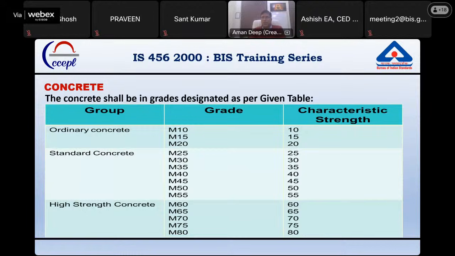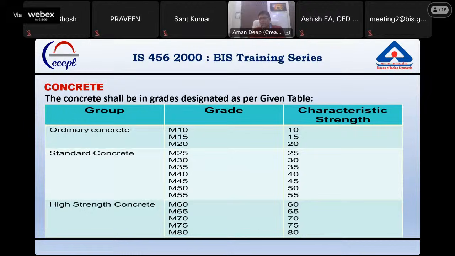If it were average strength, then average means 50% high, 50% low. So if we consider 25 to be the average, it means for 50% of samples the strength could be lower, and for 50% of samples the strength could be higher. So the average could be 25. But in IS 456, we are not considering the average strength. Please keep it in your mind.